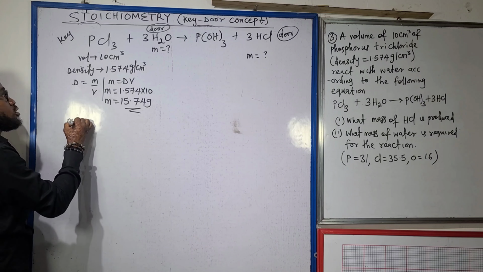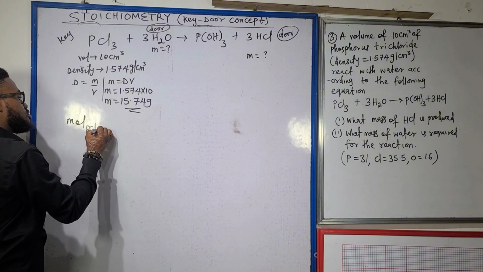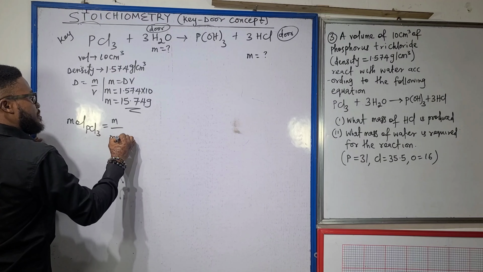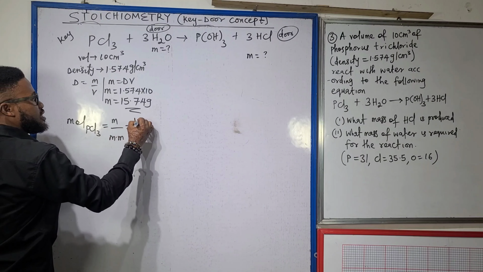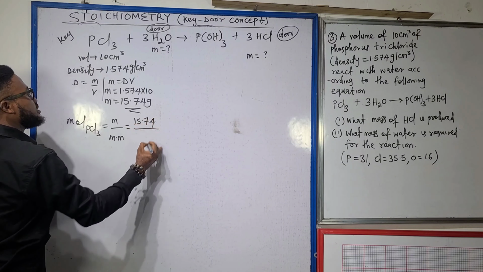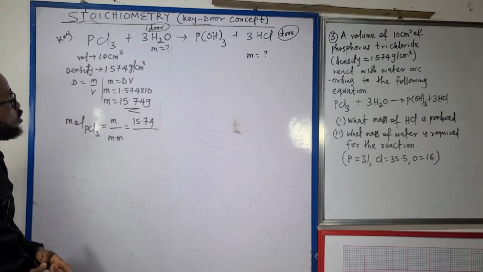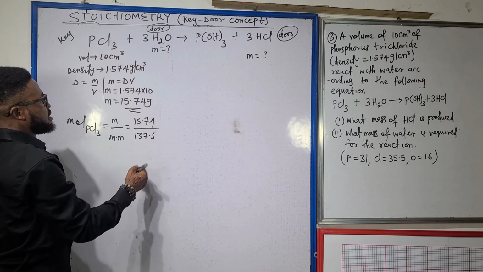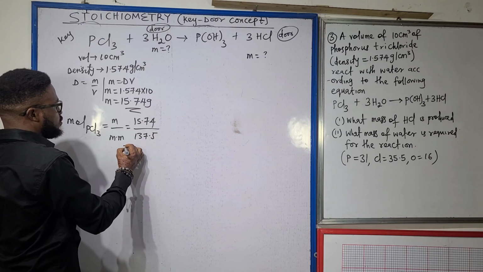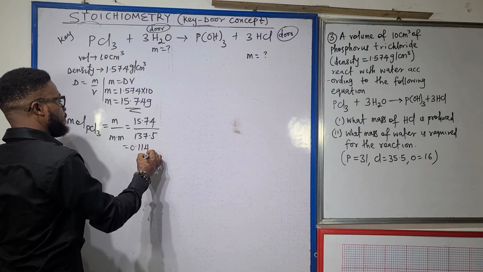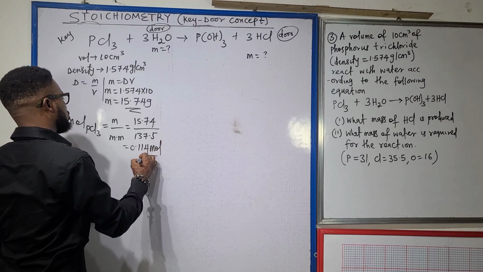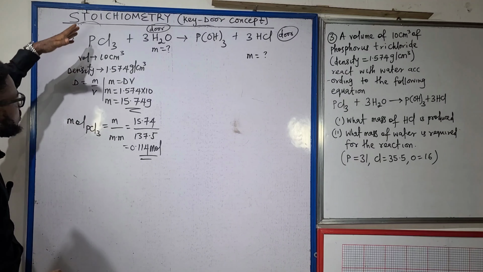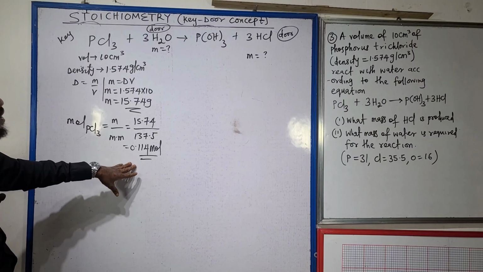So the mole of my phosphorus trichloride is going to be mass over molar mass. In this case, the mass is 15.74. What is the molecular mass of phosphorus trichloride? It's 137.5. Calculating this, 15.74 divided by this will give us 0.114 mole. So that is the mole of phosphorus trichloride, showing you that I have worked on my key and I've been able to convert it to mole.